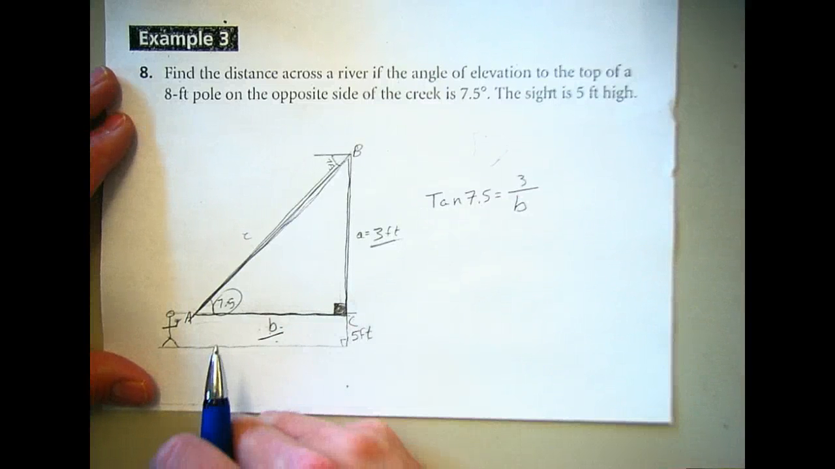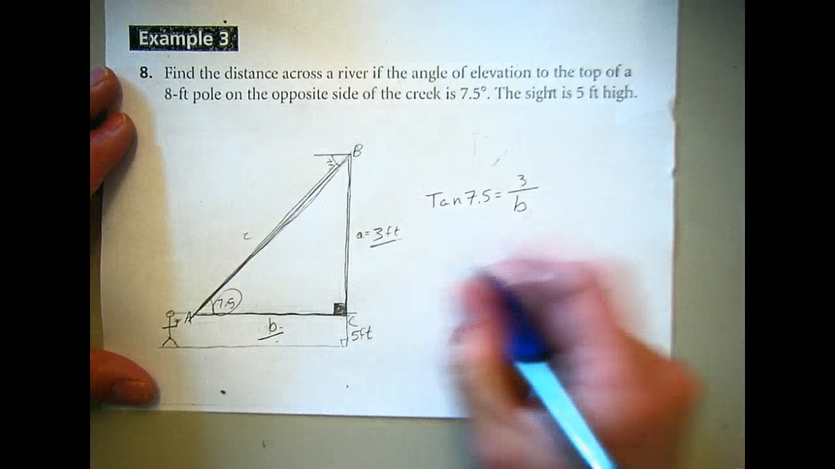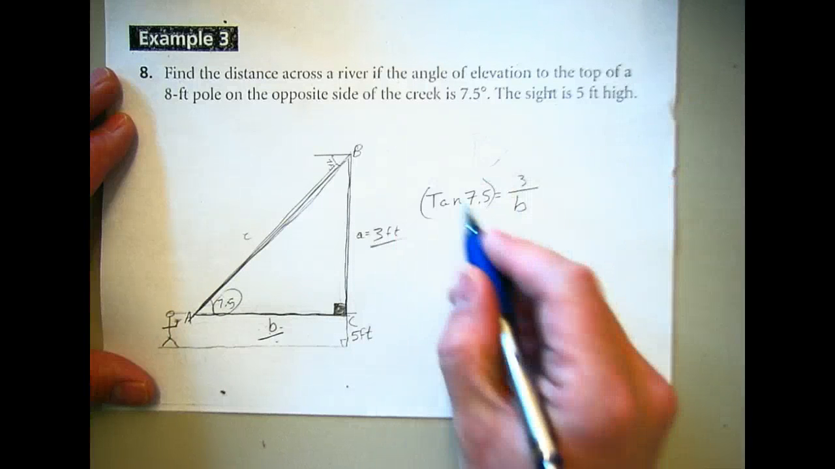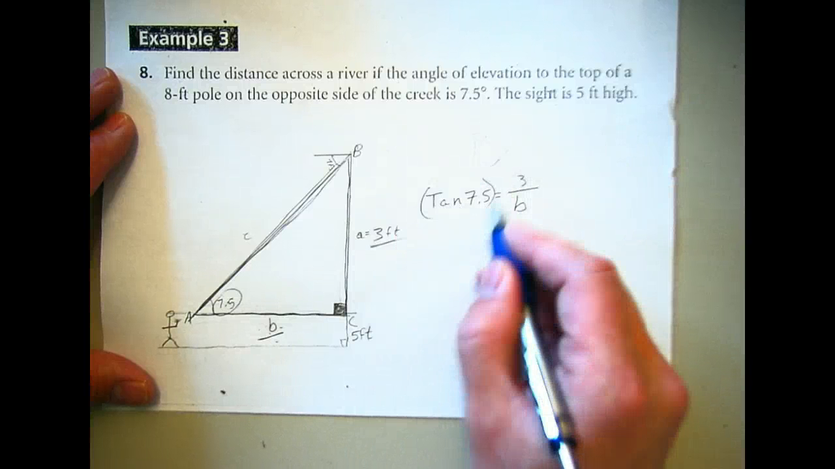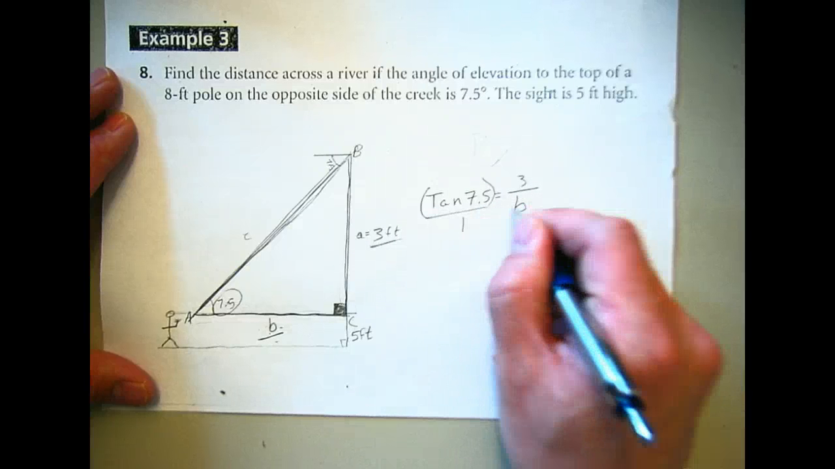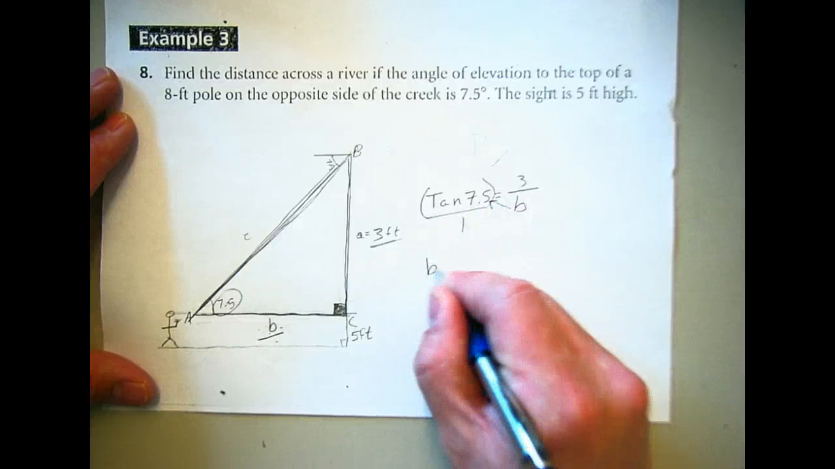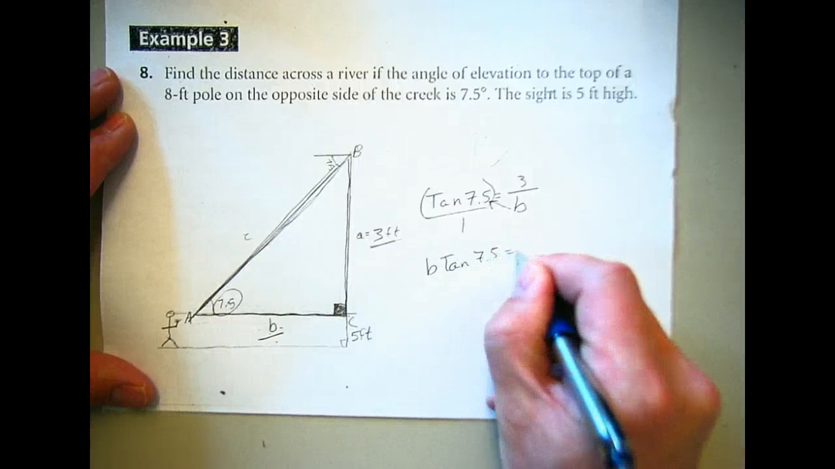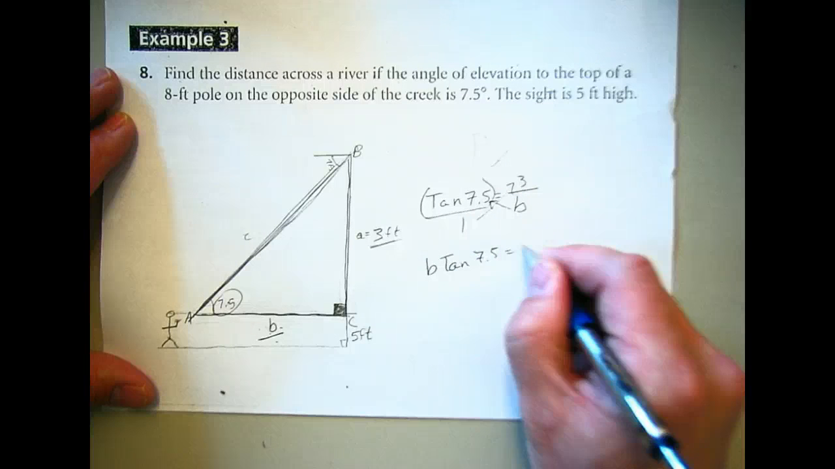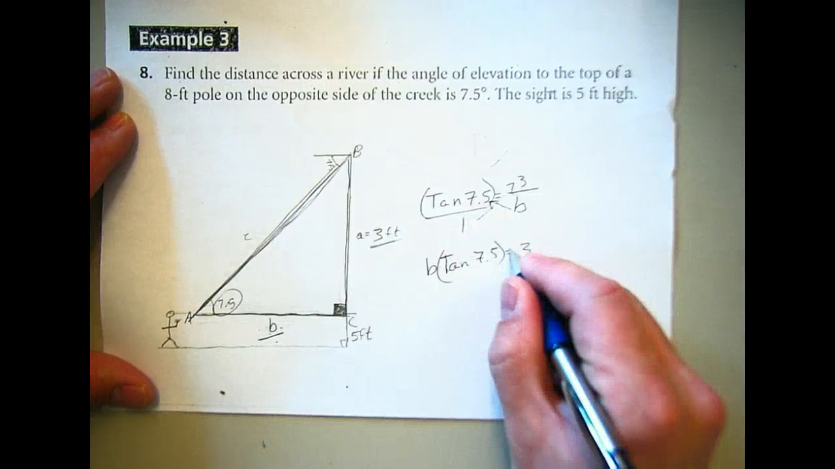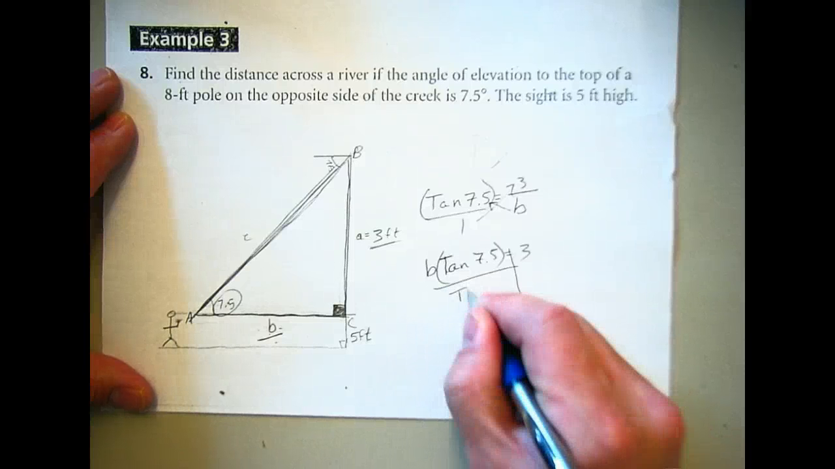Okay? So that means, remember this is kind of compacted together. We can't separate those two things. So in order to solve this, we cross multiply. That gives me B tan 7.5 equals 3. How do I get B by itself? Divide by tan 7.5.